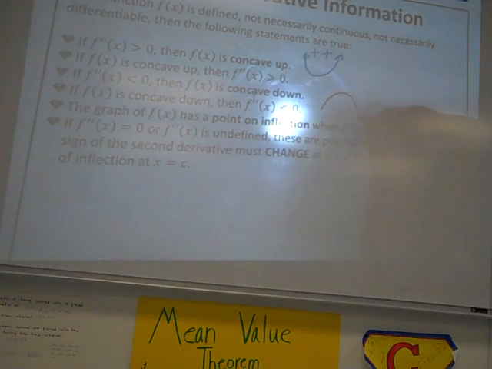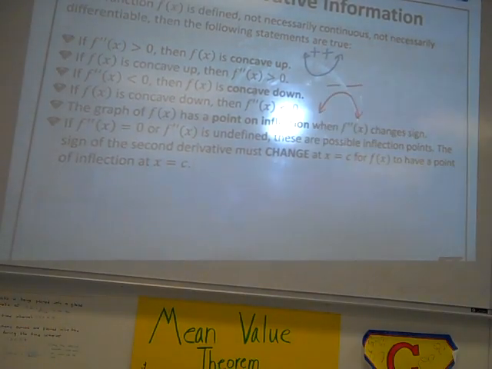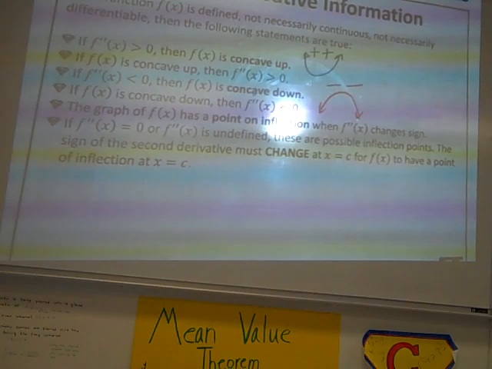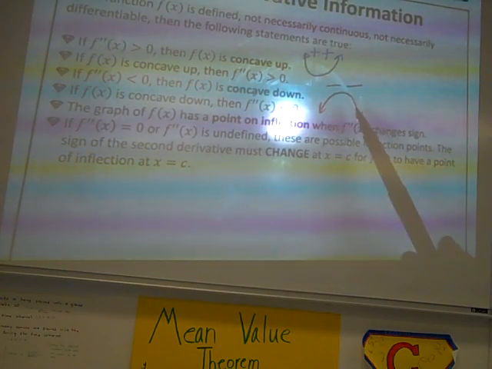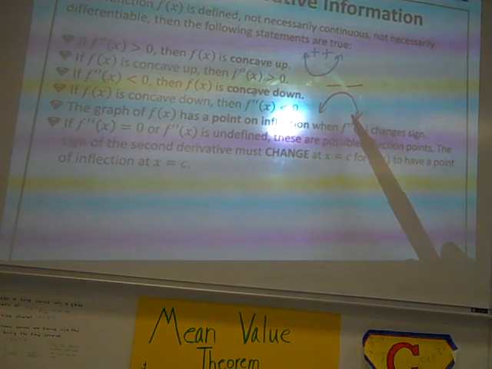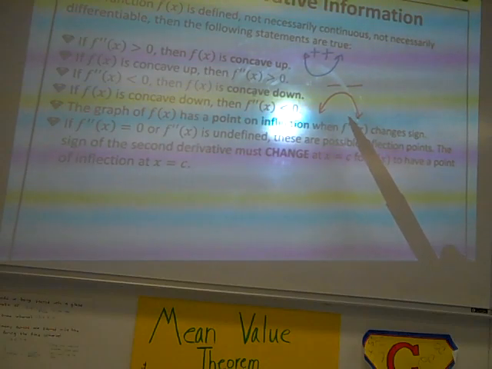Concave down looks something like that. Second derivative is negative, kind of looks like a sad face to me. And it would be sad if we don't have under control our first and second derivative information.